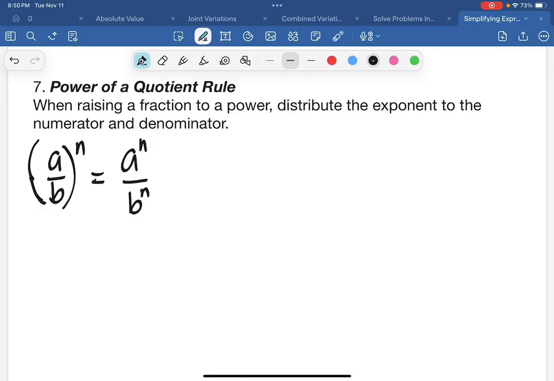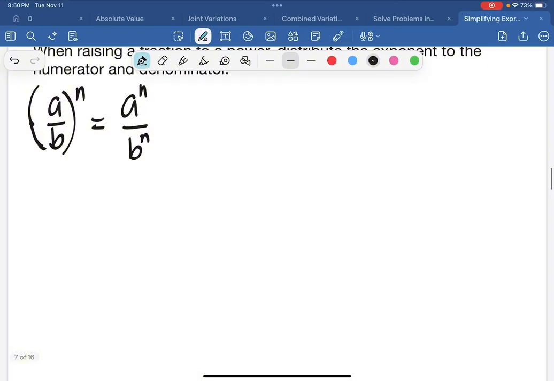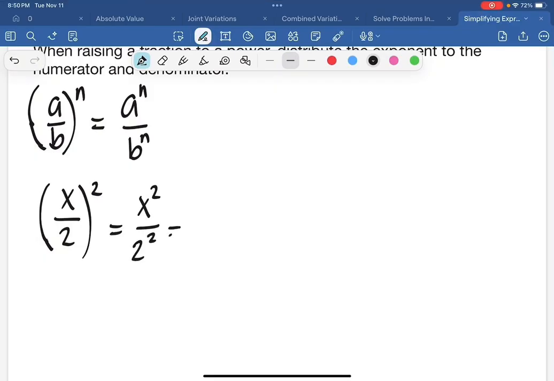We just need to distribute for both numerator and denominator. So for example, we have here x over 2 squared. So here, distribute the exponent to the variable. So we have x squared and we have 2 squared. But we must not stop with this one because 2 squared can still be simplified. So we have here as a final answer, x squared over 2 squared, which is 4.